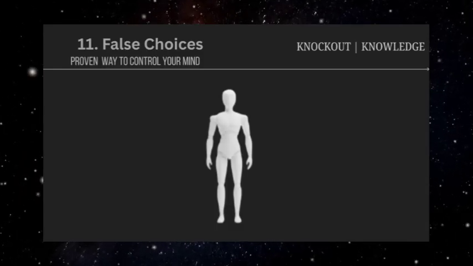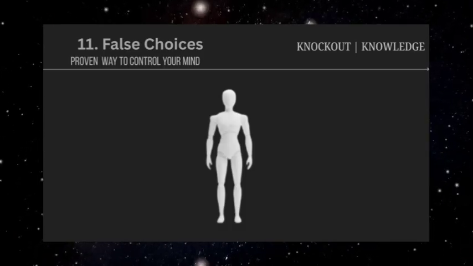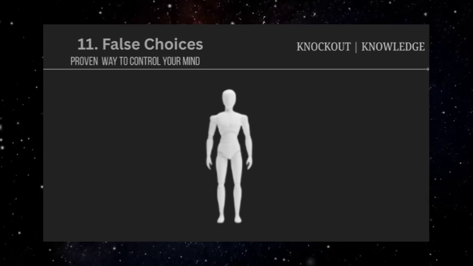It doesn't acknowledge that the deadline might be flexible, that additional resources could be provided, or that the extra work might not actually be required. Sales environments frequently use false choices to guide purchasing decisions.